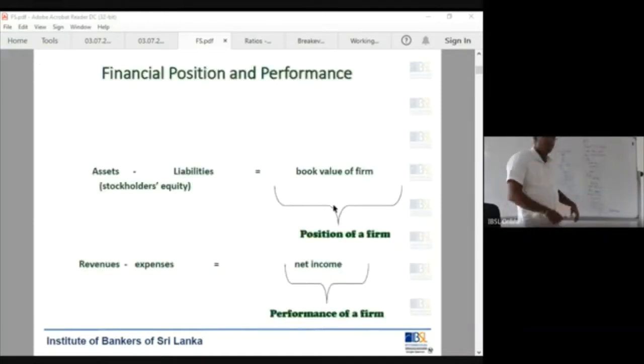Then this is what we had been discussing. Position of the firm, financial position, assets minus liabilities. Then financial performance is the revenue and all costs. Then you come to profit, right?